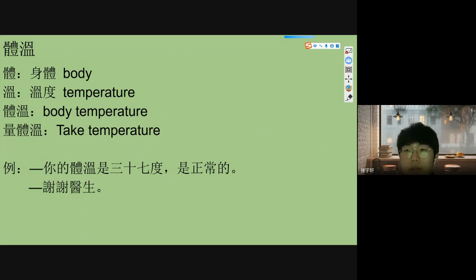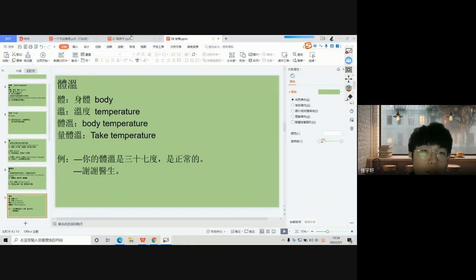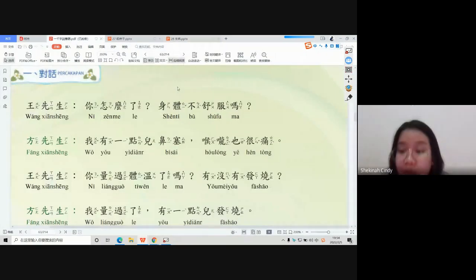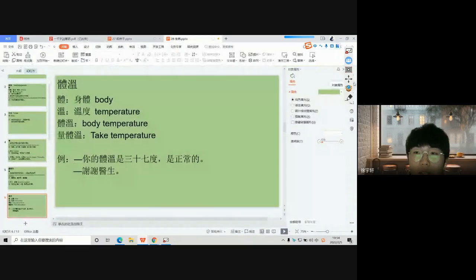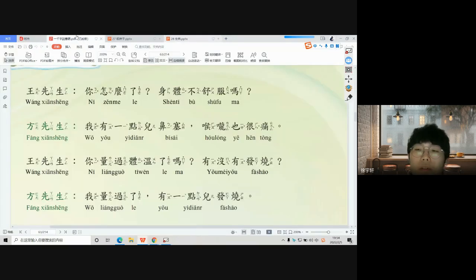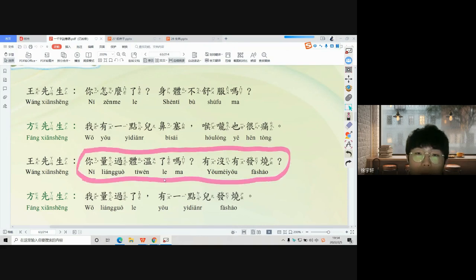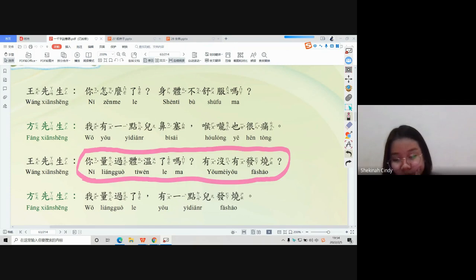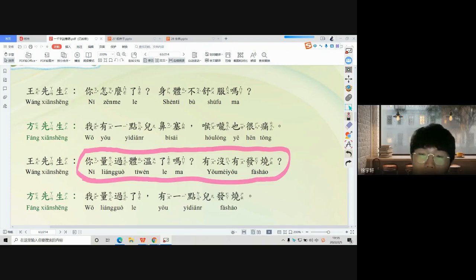It's normal, it's fine. 是正常的 means your temperature is normal, or your temperature is fine. There isn't any problem with your temperature. Okay. Do you still have any questions about this sentence? No. Can you try to translate this one for me?